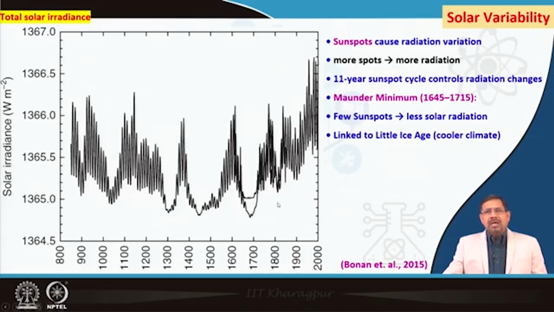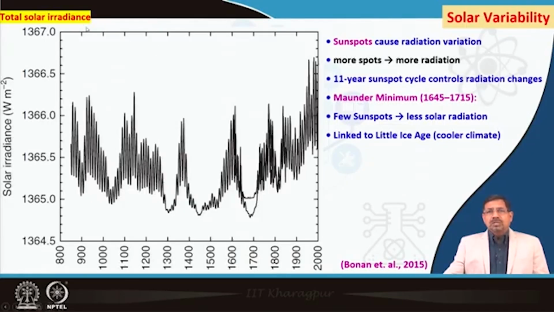And if we see here, we can also see that during the period of 1645 to 1715, this period of 70 years, we have a kind of minimum activities. So we call it the Maunder minima after the scientist who first pointed it out. His name is Maunder. So accordingly, it is Maunder minima.